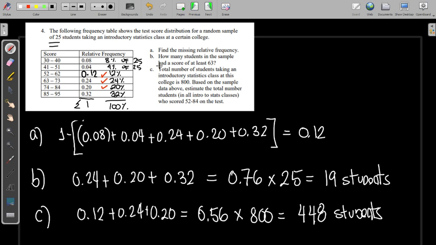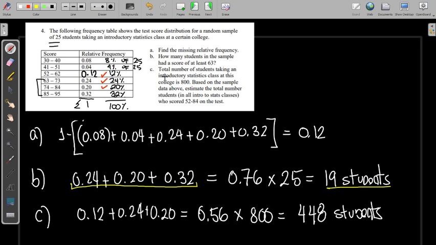So question B, how many students in the sample have scores of at least 63? 63 is this group here, right? At least 63. So we have 0.24, 0.20, 0.32, which we added here at the bottom. We add all of these probabilities, and we came out with 0.76. But this is a percentage. We added percentages, basically. So 0.76 of 25. Remember, everything is 25. So the answer was 19 students.